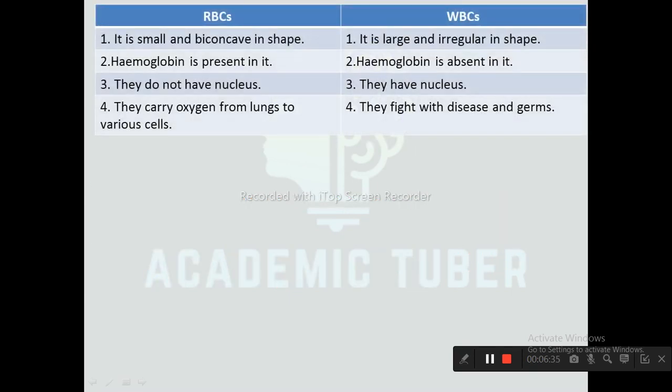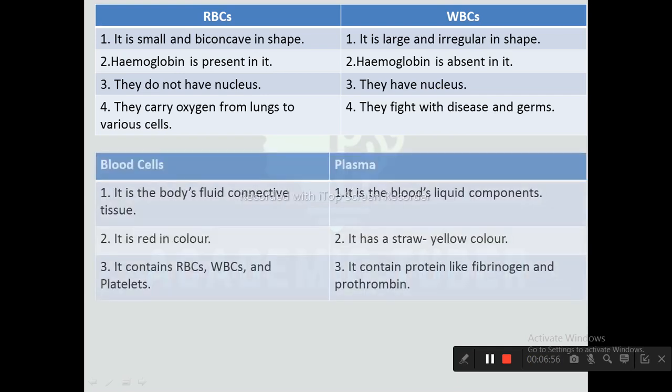Difference between RBC and WBC. RBC are small and biconcave in shape, whereas WBC are large and irregular in shape. In RBC, hemoglobin is present, whereas in WBC, hemoglobin is absent. RBC do not have a nucleus, whereas WBC have a nucleus. And RBC carry oxygen from lungs to various cells, whereas WBC fight with diseases and germs.